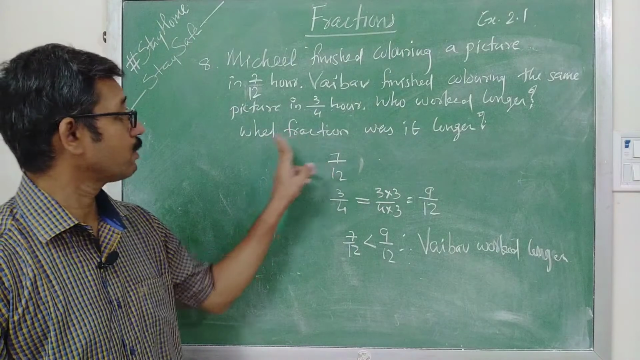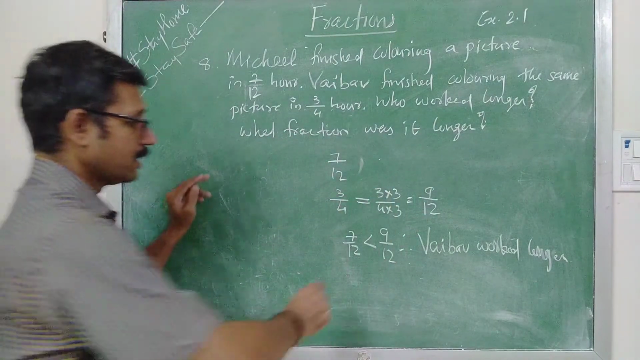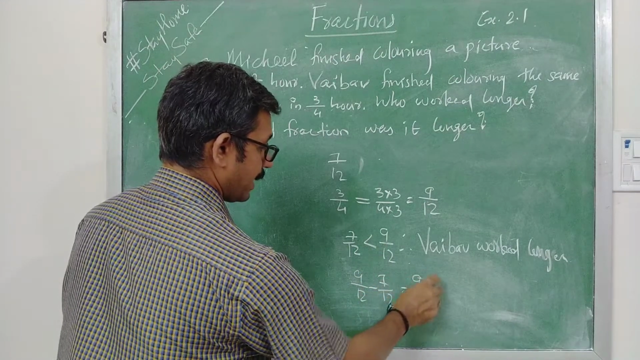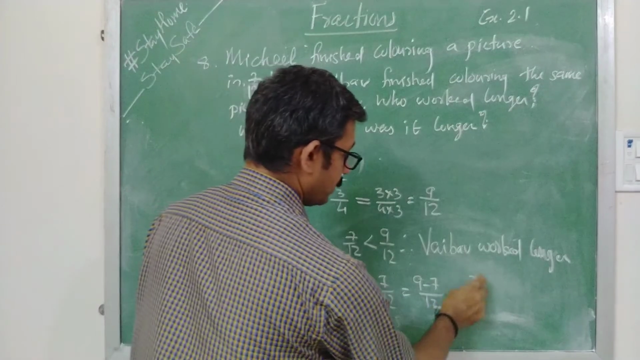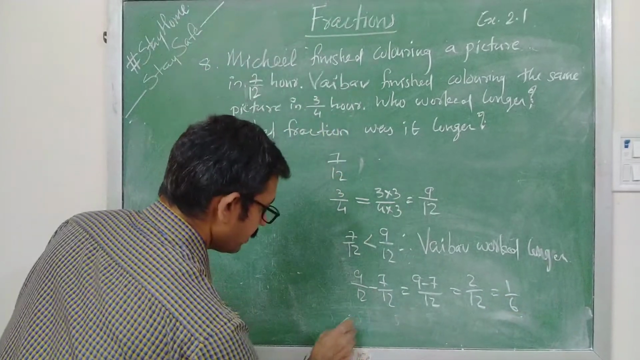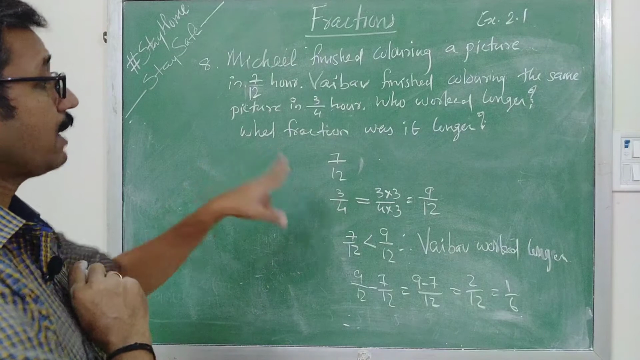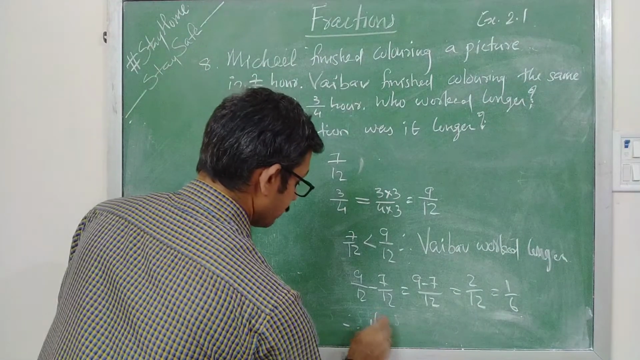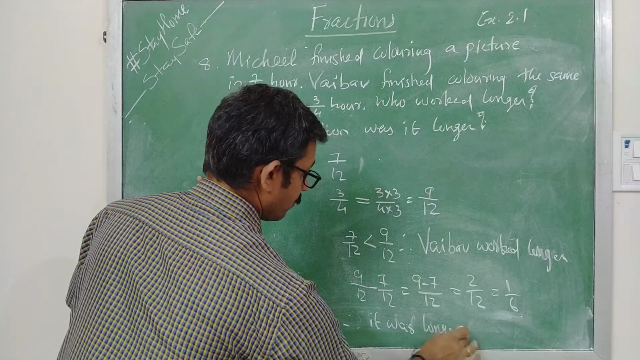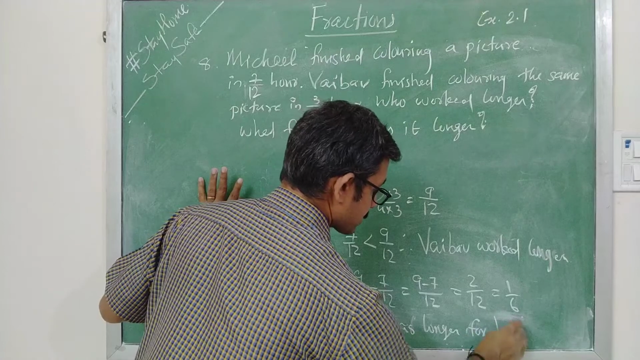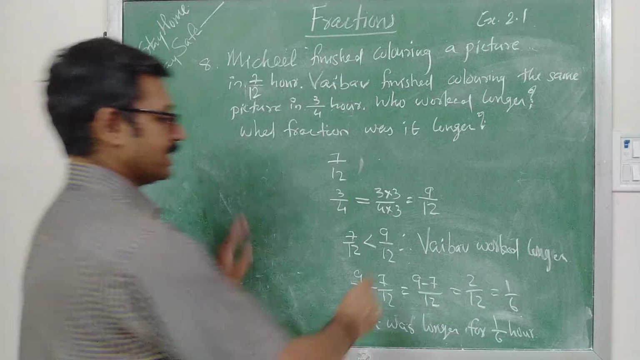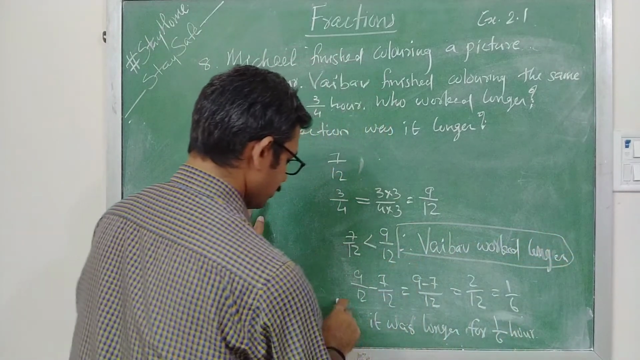Now the next question is, what fraction was it longer? We have to subtract. The greater is 9/12, minus 7/12, which is equal to 9 minus 7 over 12. So it is 2/12. 2/12 we can reduce to 1/6. Therefore, the final answer to what fraction was it longer is: it was longer by 1/6 hour. Sure. This is the final answer. So understand? These are the answers.